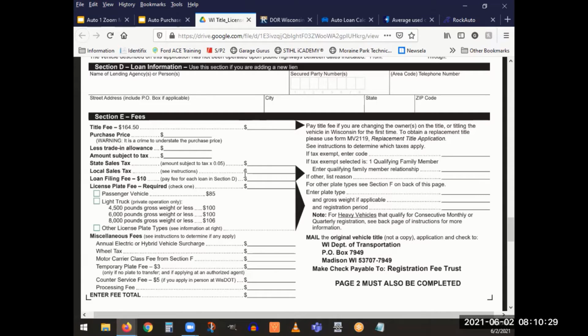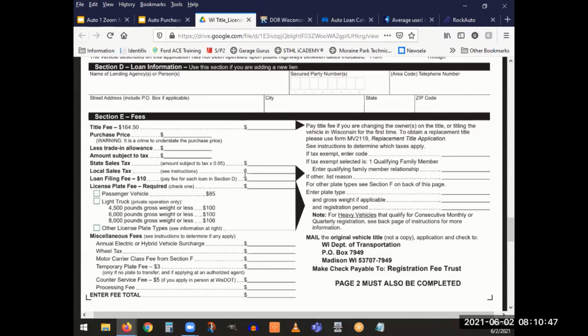So there is a state sales tax. The state sales tax is your total multiplied by 0.05 because it's a 5% sales tax. So you take your amount, multiply it by 0.05, and that dollar amount goes here then.